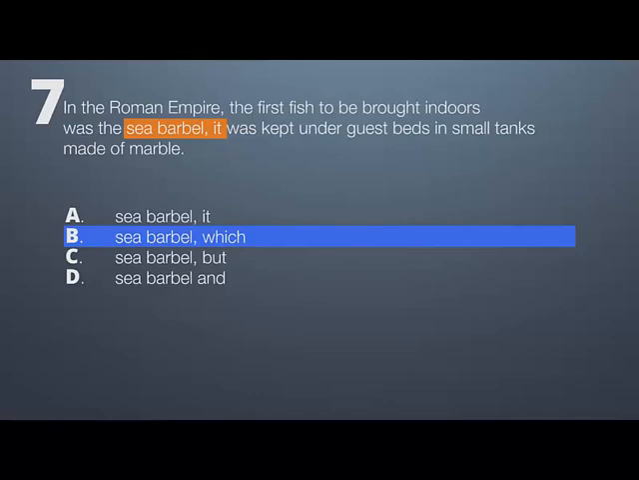is incorrect because there is no contrast between the idea that the first fish to be brought indoors was the sea barbel and the fact that the sea barbel was kept under guest beds. Choice D results in awkward phrasing. The first fish to be brought indoors was the sea barbel and was kept under guest beds. Here you have what is called an excessive and construction. You overload your sentence. So once again, for question 7, the correct answer is B.